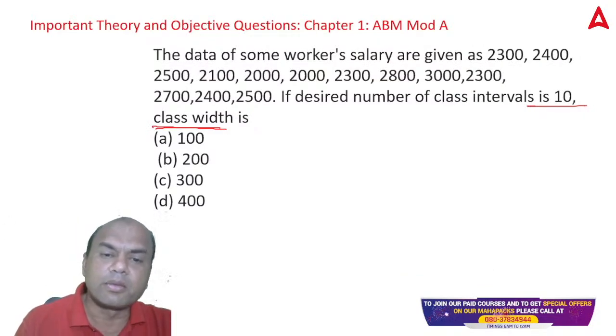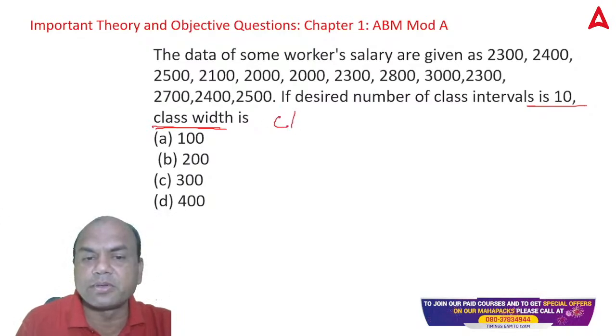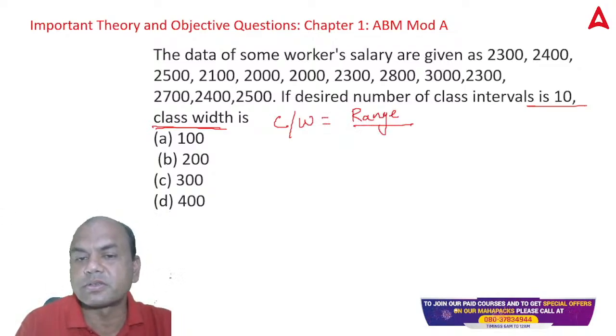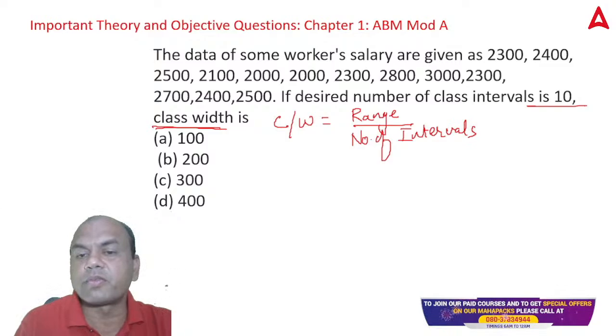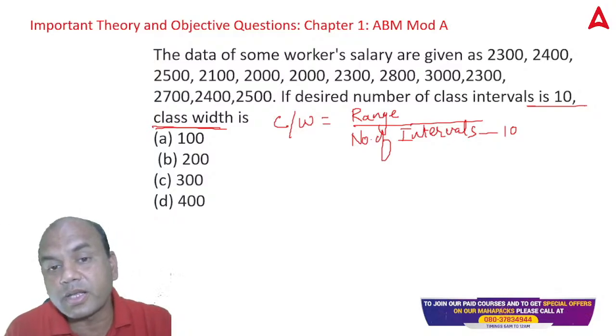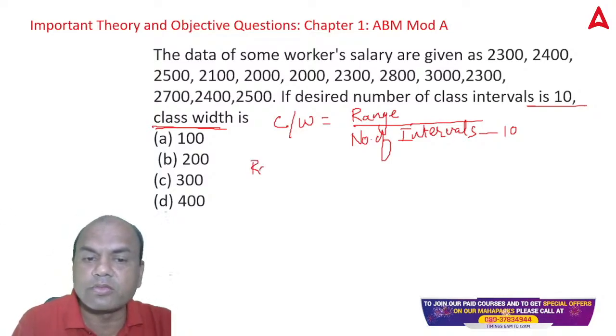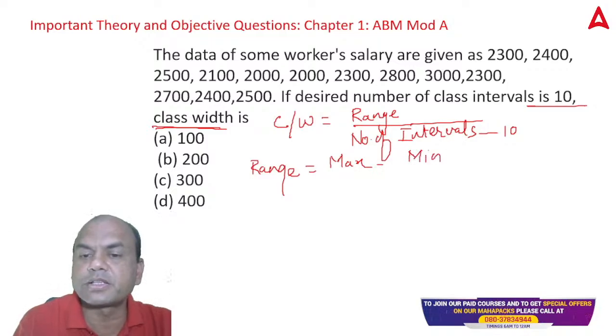The formula for class width, I'll write CW: class width equals range upon number of intervals. Number of intervals you know already, 10. But what is the range? How to find out the range? Always remember, range equals maximum number minus minimum number.